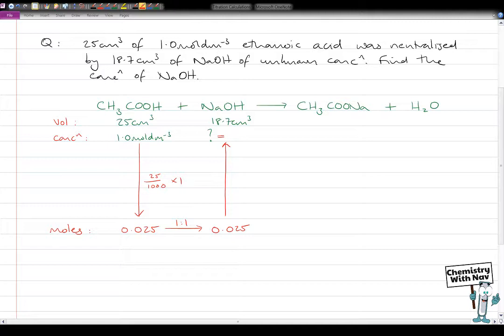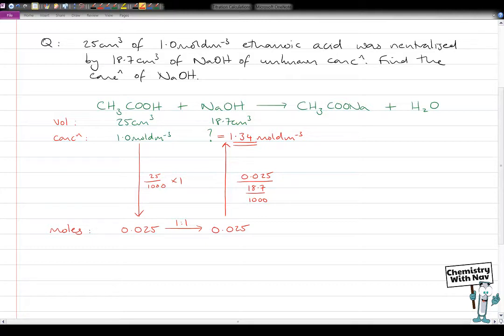And we said that concentration was moles over volume. That's 0.025 over the volume, which is 18.7 over 1000, giving a concentration of 1.34 mol dm^-3. Don't forget to give your answers to three significant figures unless you are told to do something different in a question.